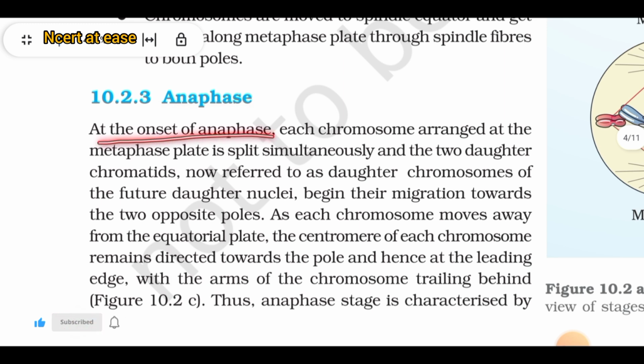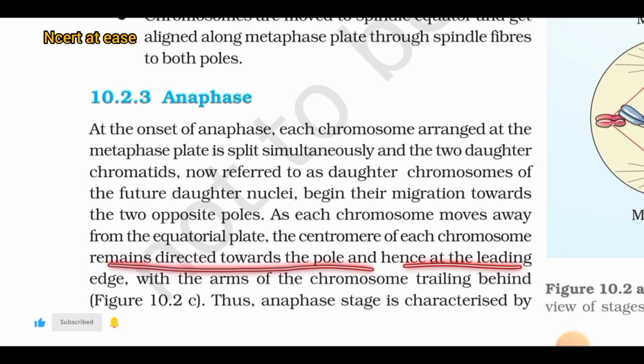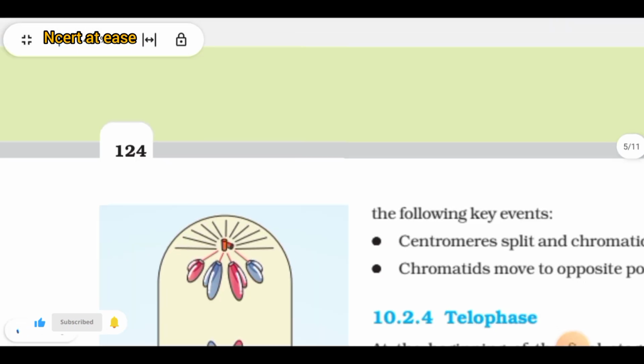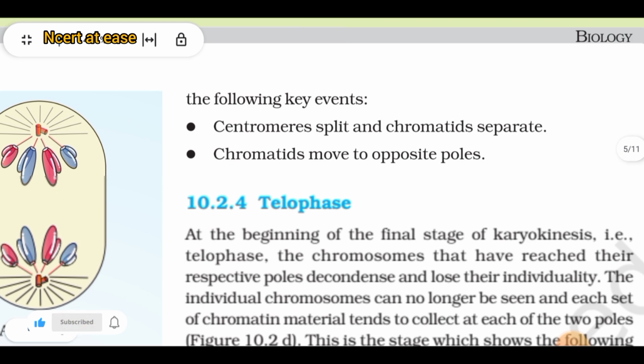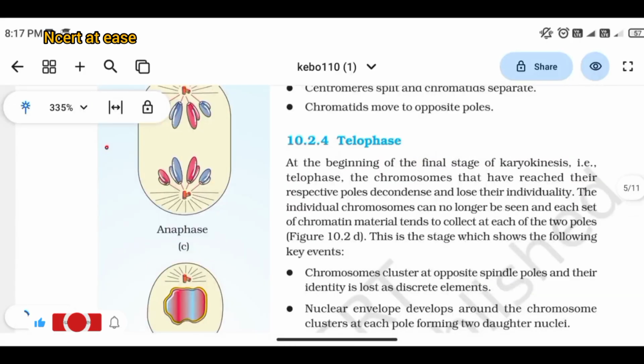Anaphase. At the onset of anaphase, each chromosome arranged at the metaphase plate is split simultaneously, and the two daughter chromatids, now referred to as daughter chromosomes of the future daughter nuclei, begin their migration towards the two opposite poles. As each chromosome moves away from the equatorial plate, the centromere of each chromosome remains directed towards the pole and hence at the leading edge, with the arms of the chromosome trailing behind. Thus, the anaphase stage is characterized by the following key events: centromeres split and chromatids separate. Chromatids move to opposite poles.